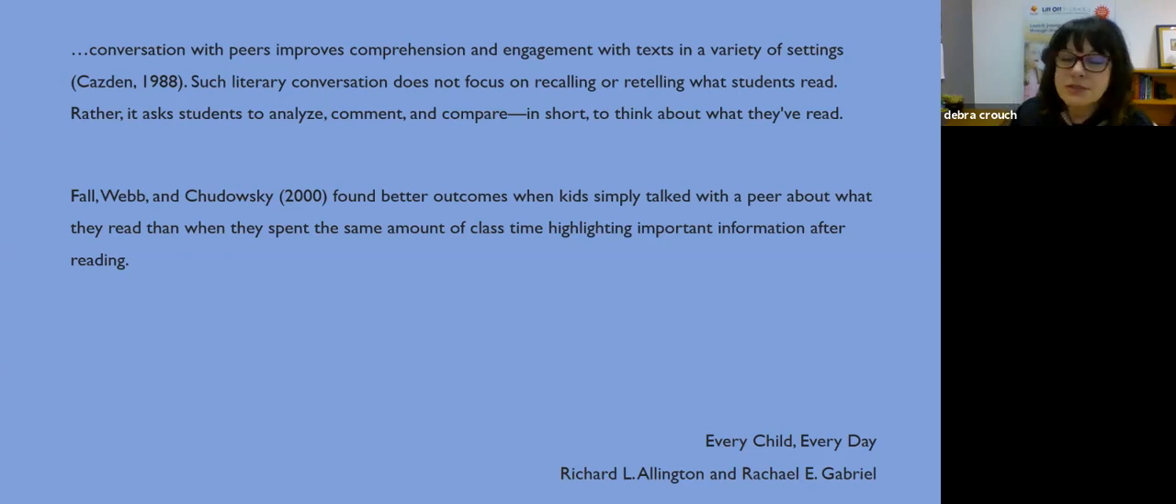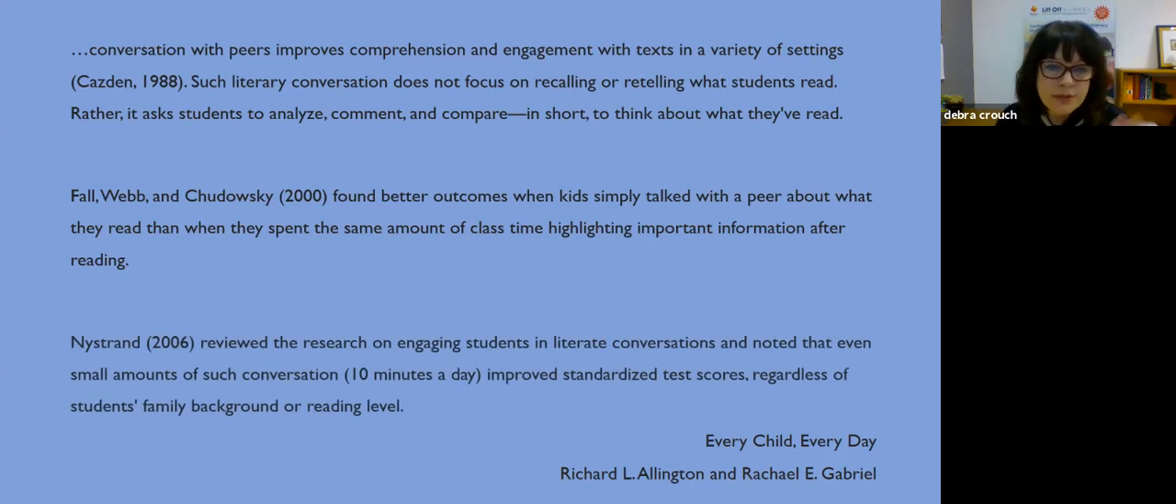So one of the things that we know is kids spend an awful lot of time one-on-one highlighting information in text. But what we know from this research is that they have better outcomes just through conversation with peers. So independent reading isn't one kid, one text, reading quietly. It's kids interacting with text.